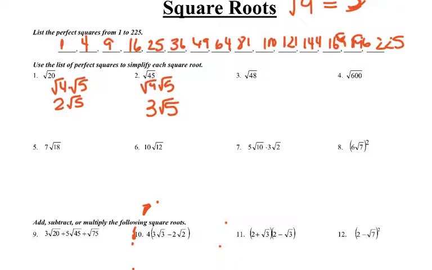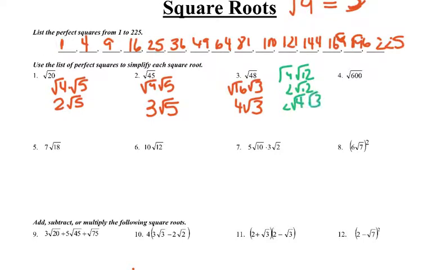When you get to one like 48, people think, oh, 8 times 6, but neither of those are perfect squares. 4 times 12, you could do 4 times 12, but then you'd have to end up reducing again. Even better is 16 and 3. So 4 root 3. If you did root 4, root 12, 2 root 12, then you can simplify the square root of 12 to root 4, root 3, and the square root of 4 is 2, and 2 times 2 is 4. So it's just a little bit longer process to get the same answer.